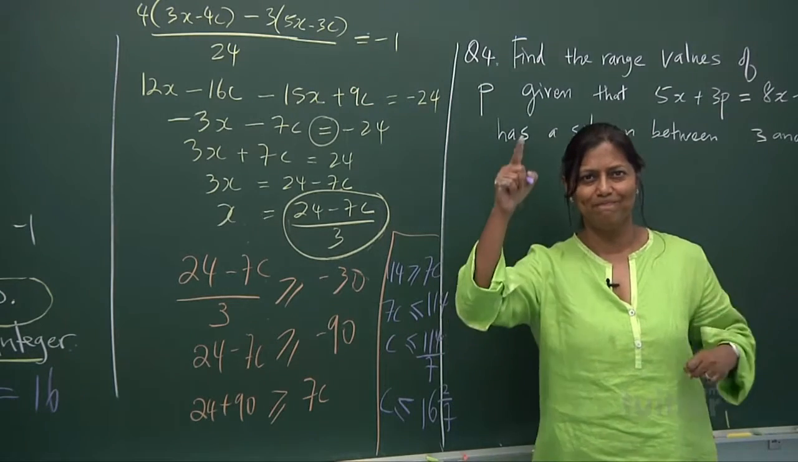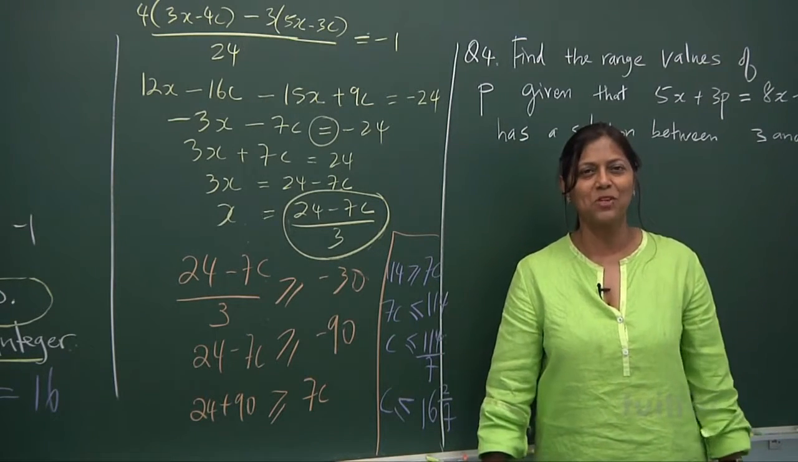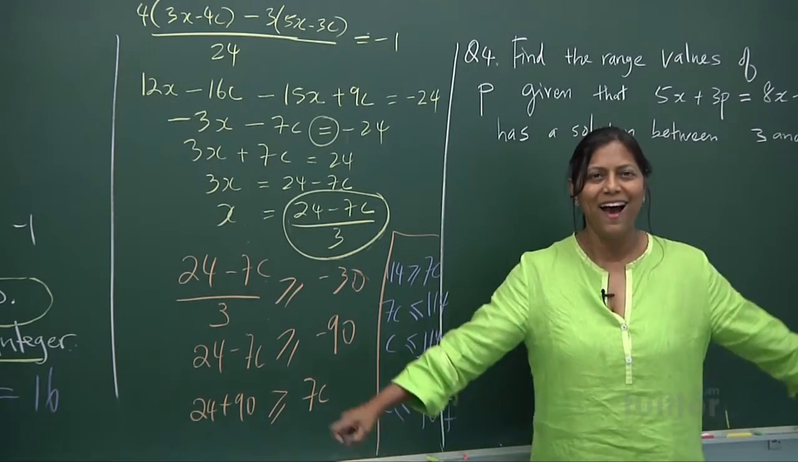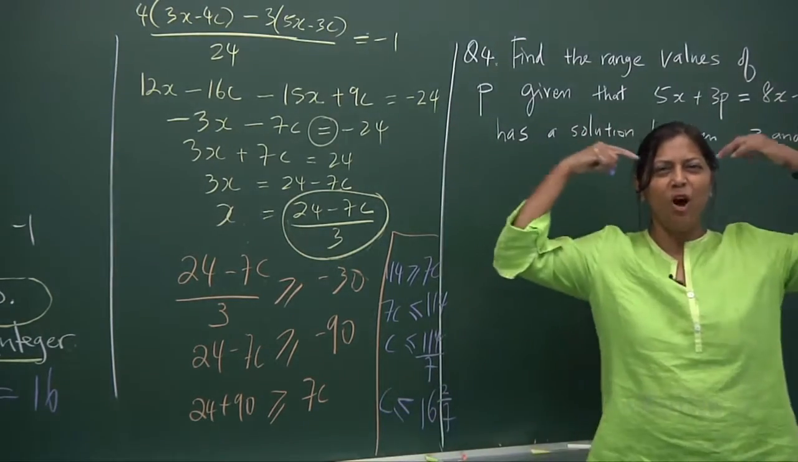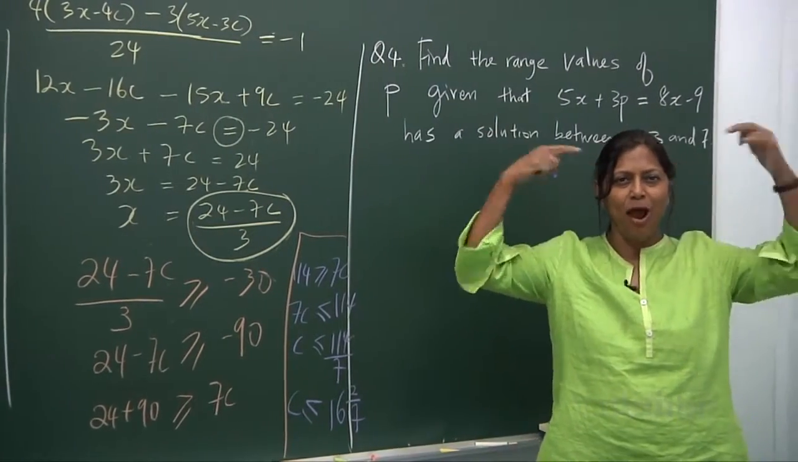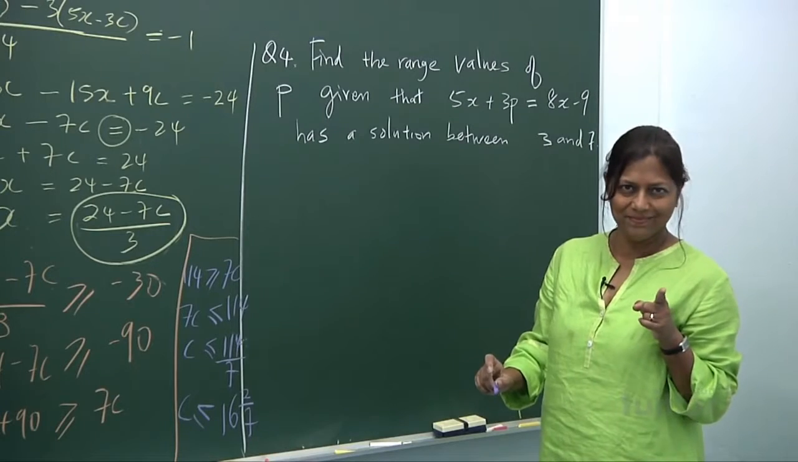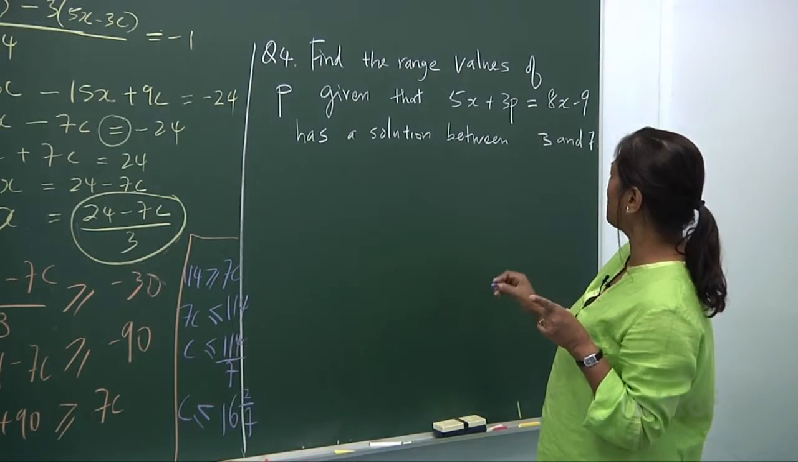Got it? We come to question 4 right now. Breathe in, breathe out. Breathe in. You need oxygen for your brain, right? So let's get to this sum and smile. Don't brood, don't look so miserable.